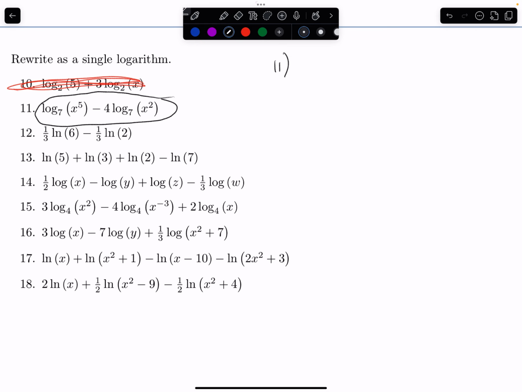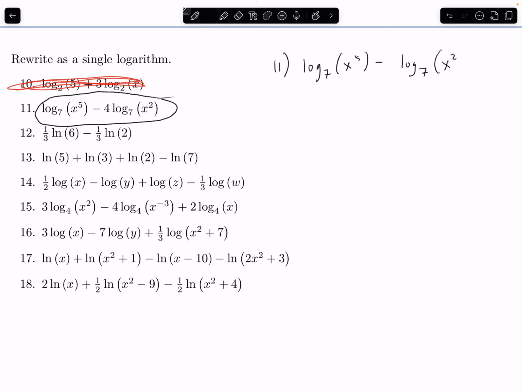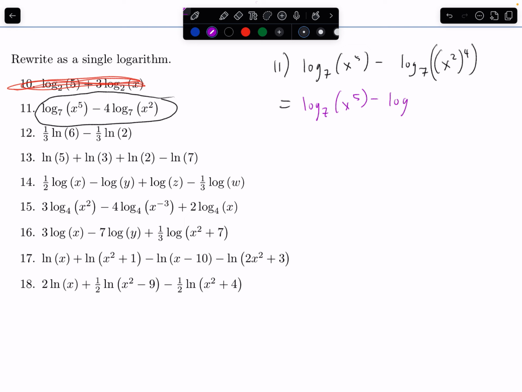So first thing I'm gonna do is bring any exponents I can inside, right? So this is gonna be log base 7 of x to the 5th, that stays the same, minus 4 log base 7. Okay, but I don't want the 4 anymore, actually. I want to take that 4 as an exponent, right? So it's x squared to the 4th power. So that's log base 7 of x to the 5th minus log base 7 of x squared to the 4th. Using rules of exponents, that's just x to the 8th, right? 2 times 4. Okay, so now I got a difference of two logs.